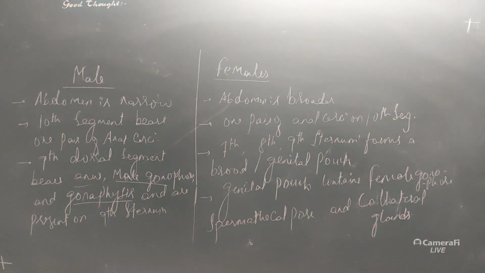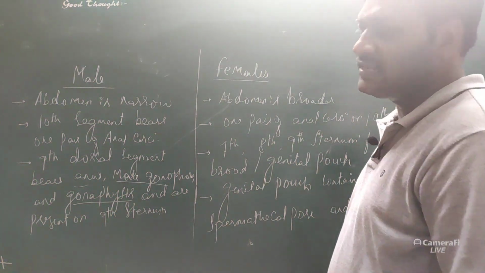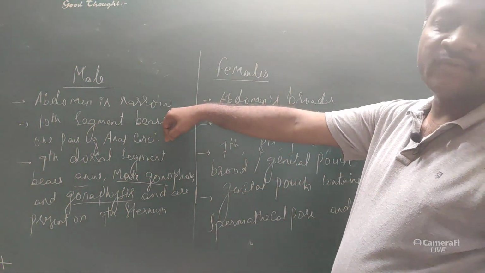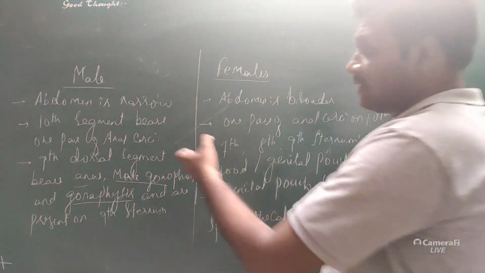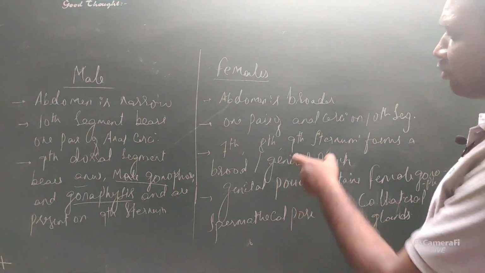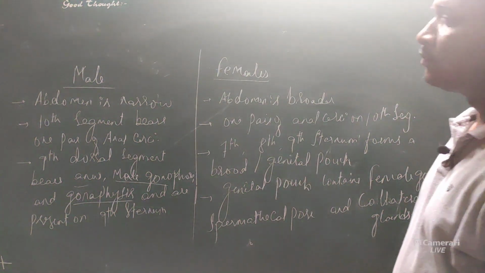Okay, so these are the differentiating points between the male and female cockroaches. Here you can see the abdominal differences. The abdomen is narrower in males and broader in females. The 10th segment bears one pair of anal cerci. Here also there is one pair of anal cerci on the 10th segment.